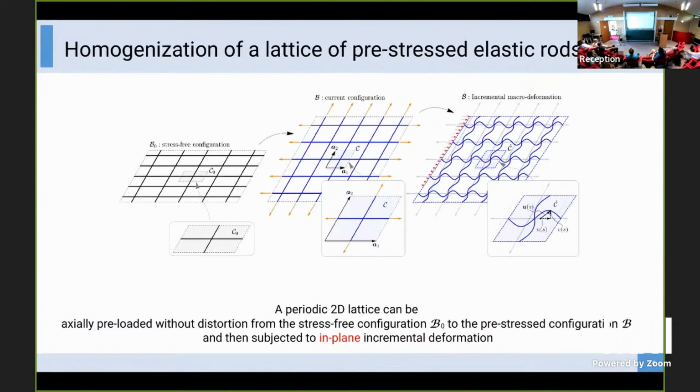Now, let me move on to the homogenization. So we will try to create this link between the architected materials and the effective continuum. We start from a lattice in a stress-free configuration, then we apply axial load. So we obtain this prestressed configuration, the current configuration, and we superimpose the incremental deformations. So we want to homogenize the incremental response of the lattice.